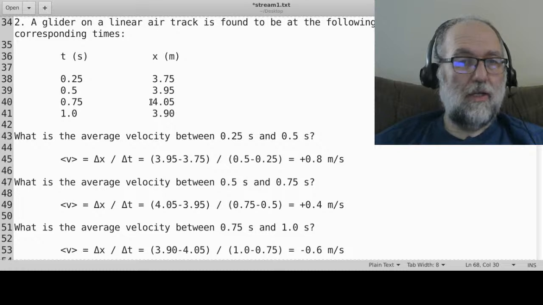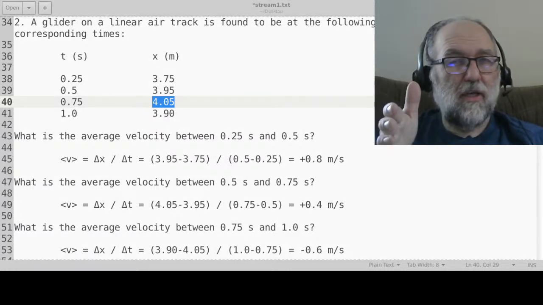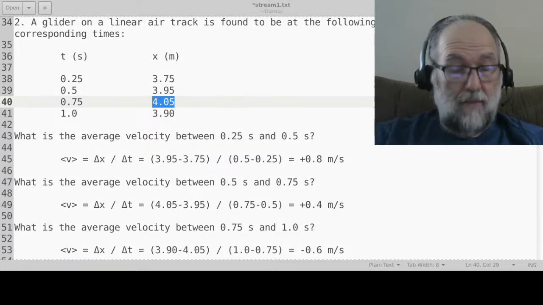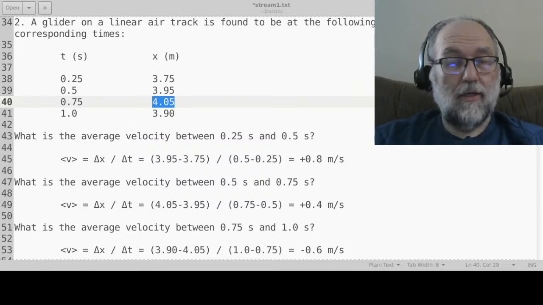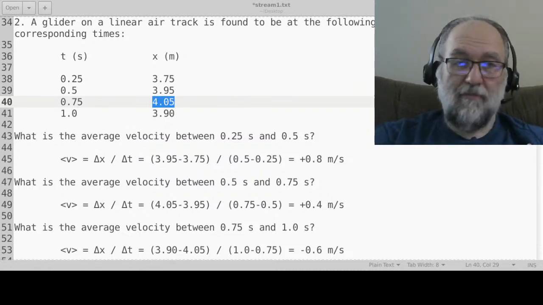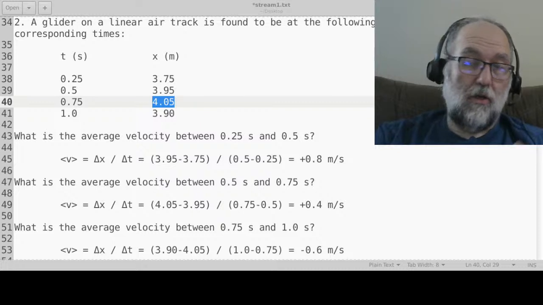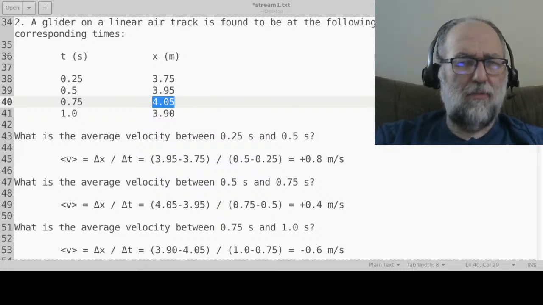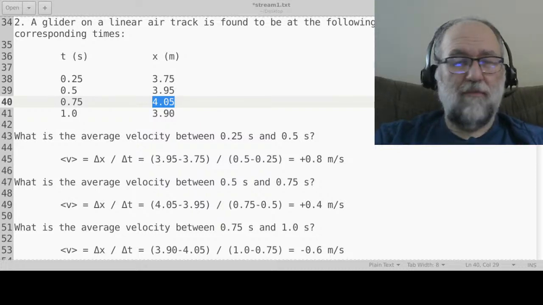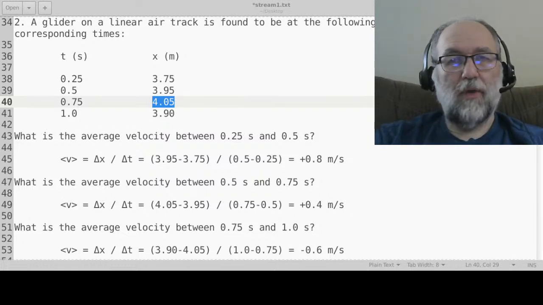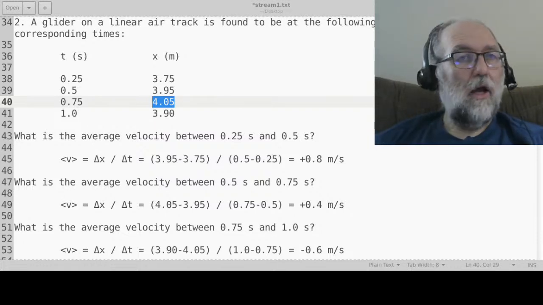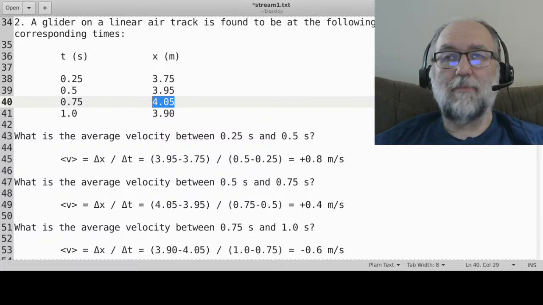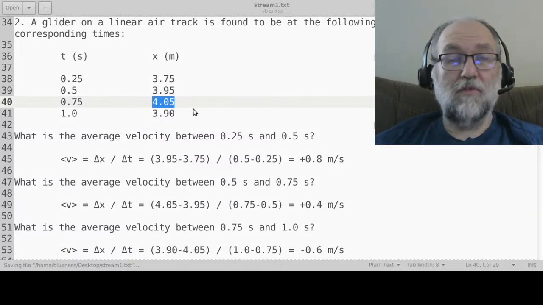When you take a look here, you can see that that's the furthest in this data that it goes in positive x, say to the right, and the other two numbers, like at 0.5 and at 1 second, are closer to the origin. So you might say, well, it looks like it's around 0.75, but you can't say for sure. Okay, you just don't have that data. All right, so that's about all we could do with average velocities.